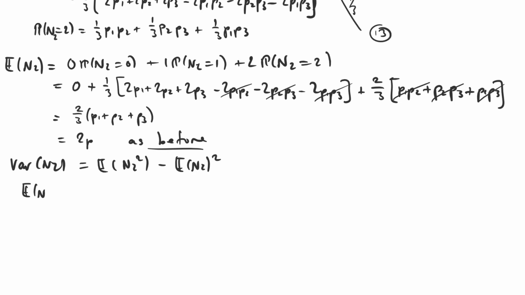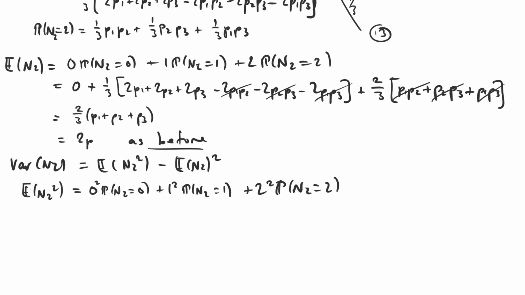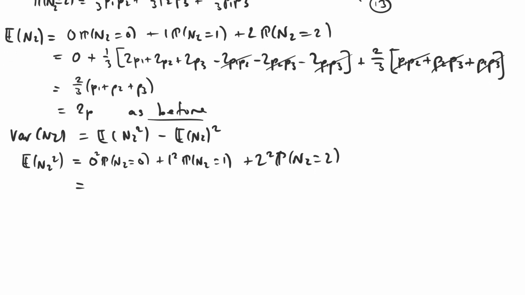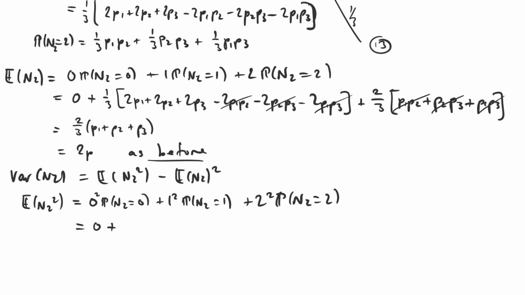So we have to work out the expectation of n2 squared. So again, that's just going to be 0 squared times the probability that n2 equals 0, plus 1 squared times the probability that n2 equals 1, plus 2 squared times the probability that n2 equals 2. And then we've got that that's 0 plus this probability again, so this bit is exactly as I had before.